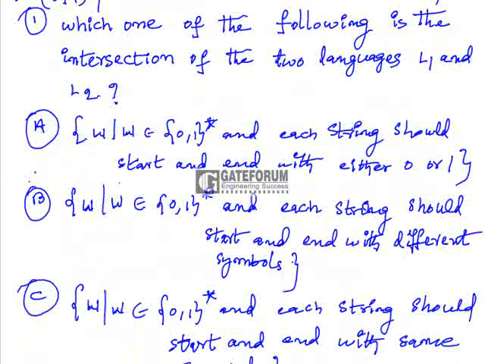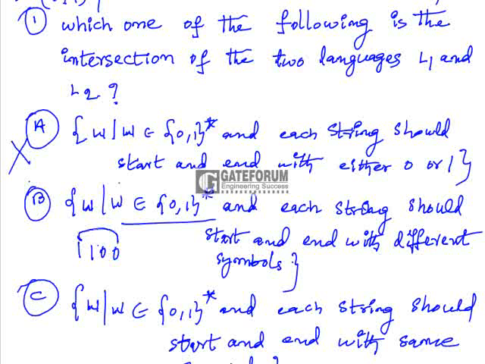Option A is given as each string should start and end with either 0 or 1. This is wrong because it has to start with 0 and end with 1. Option B, W belongs to (0,1)*, each string should start and end with different symbols. Different symbols means this will support 1 1 0 0, which starts with 1 and ends with 0. But 1 1 0 0 is not a common string, because it has to start with 0. That's why option B is wrong.